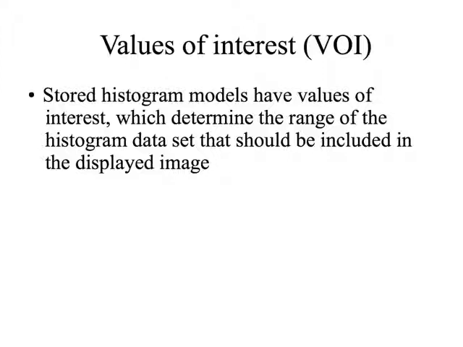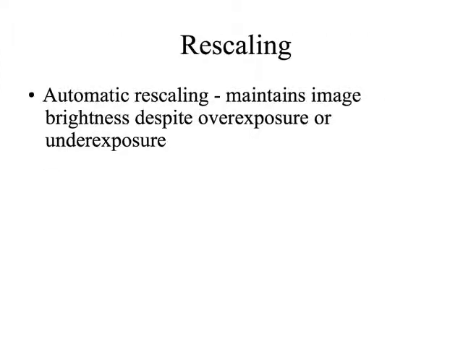So it's going to look at the histogram for the image that you generated, for the data set that we have. It's going to compare that back to a histogram that's kind of like a template, right? And between the two, it's going to decide what needs to be included in the displayed image. So part of how it does that with the value of interest is called rescaling. And generally this is done automatically.